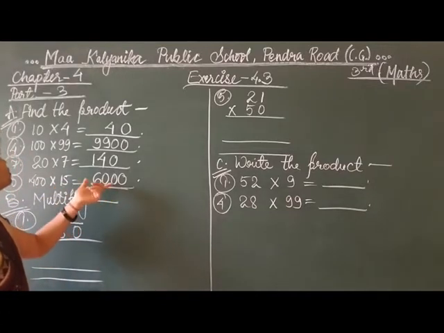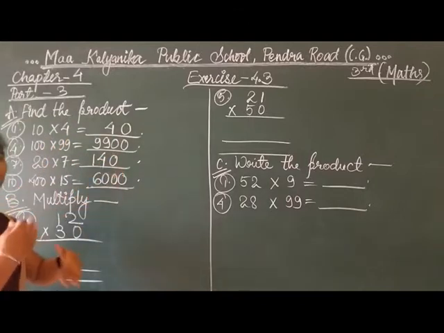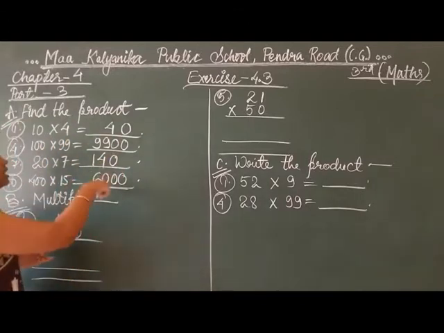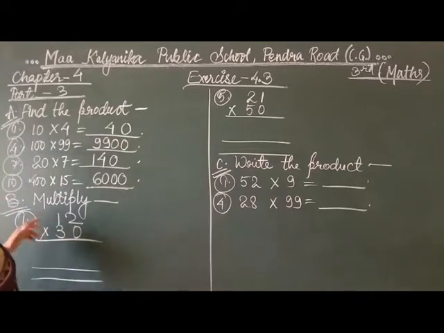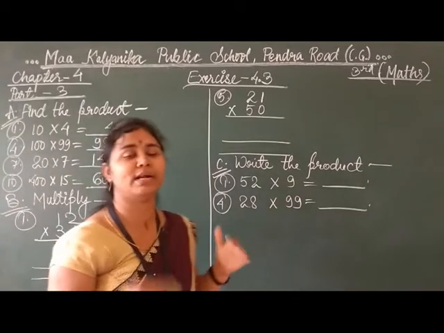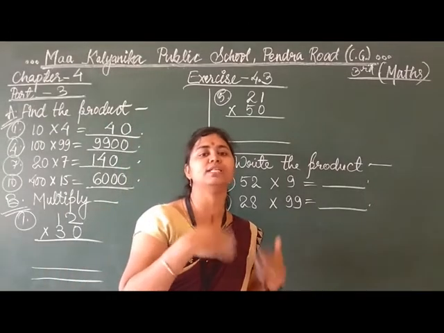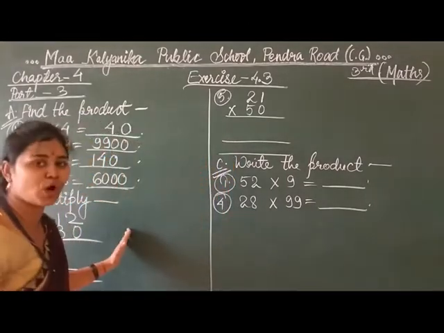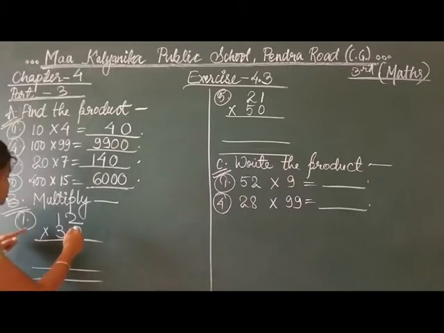Clear to you students? So simply find the product, you have to multiply and then write the answers in the blanks given. Now moving to question number B. Question number B here is students, multiply. Multiply also means you have to just find the product. But here it is given column wise. So moving to this question.